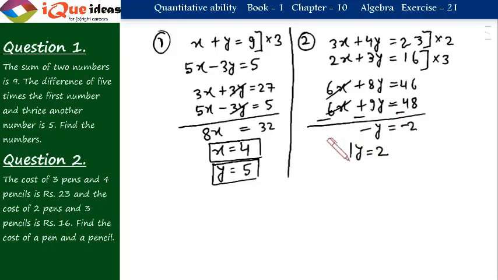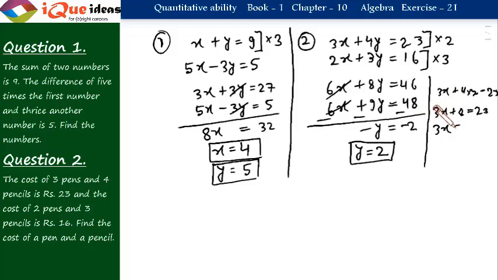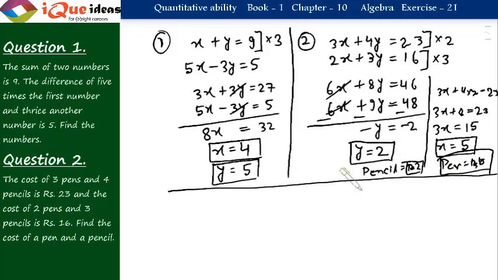If you put y equal to 2 in the first equation, you will get 3x plus 4 into 2 equal to 23. Now that is 3x plus 8 equal to 23. So 3x is equal to 23 minus 8, that is 15. So x is equal to 5. Now remember, x was the cost of a pen. So the pen's cost is 5 rupees and y was the cost of a pencil. So the pencil's cost was 2 rupees. Alright, this is the second question.